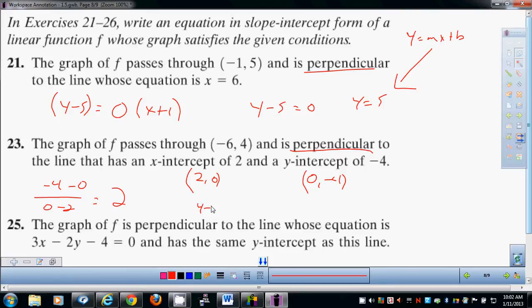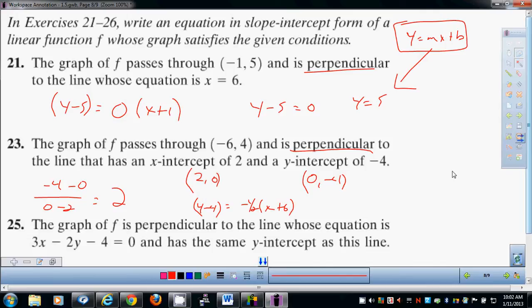From here, I'm trusting you can finish it up. There's the point. y minus 4 equals the slope times x minus the x value. Then all you have to do is get it looking like this. The trickiest part about all of these is just getting the slope.